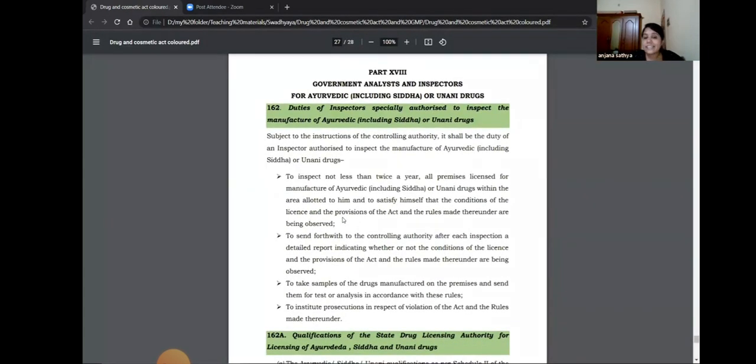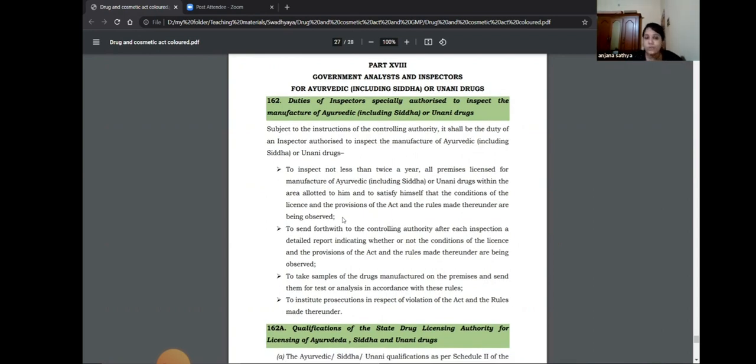Government analysts and inspectors, those provisions are explained in Part 80. In Rule number 162, you can find the duties of inspectors specially authorized to inspect the manufacture of Ayurveda, Siddha, and Unani medicines. These are the duties of an inspector: to inspect not less than twice a year all the premises licensed for manufacture of Ayurvedic medicines. After each inspection, they have to send a report on their impressions to the controlling authority. And they can also take samples of the drugs manufactured on the premises and send them for test or analysis in accordance with the rules.